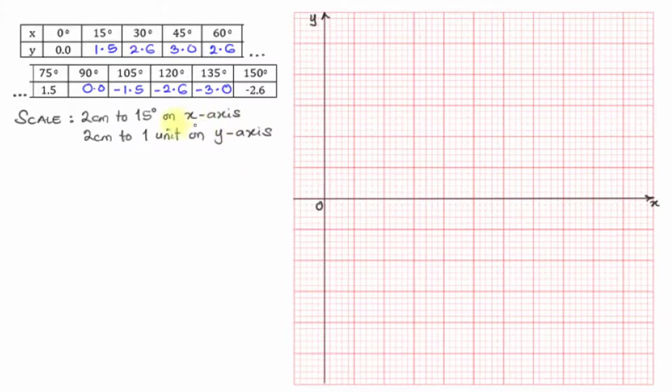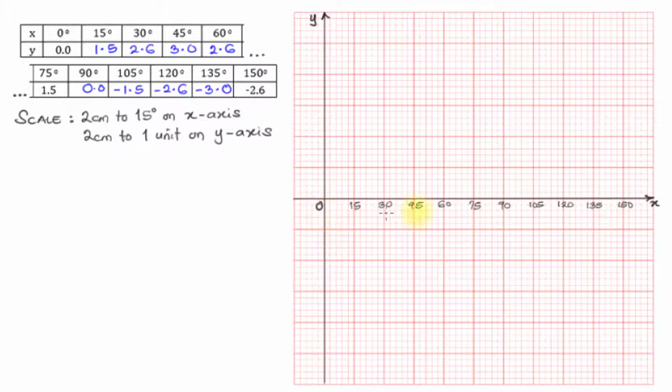Okay, so now if we want to scale appropriately, we've been told that we need to have 15 degrees represented by 2 centimeters on the x-axis. So this will be 15, 30, 45, 60, 75, okay, and 90, 105, 120, 135, and 150. All right, it's because I was able to scale my graph correctly.